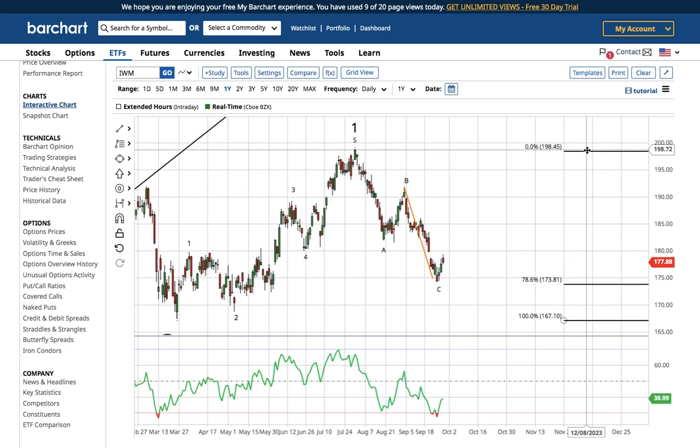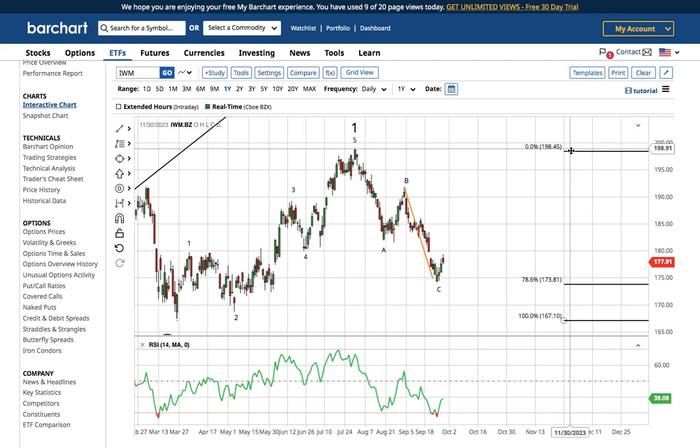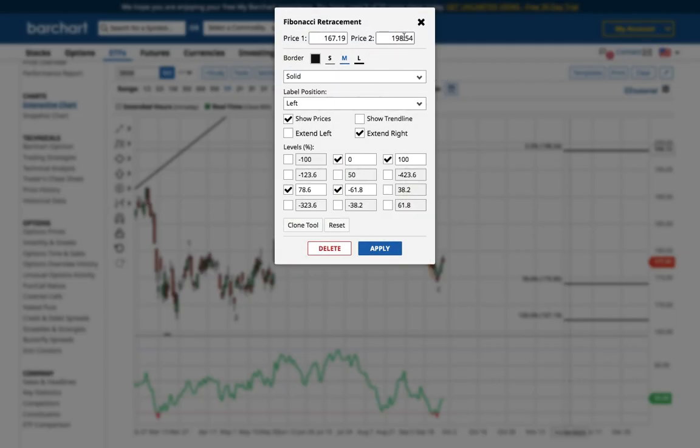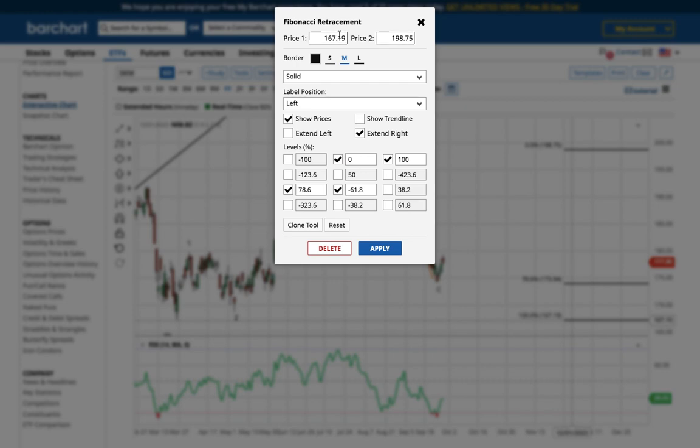So this is a great example of how useful this rule could be. 198.75, because wave theorists are looking at this chart differently than everyone else. I'll say what that means. This is where a lot of people are going to say, the Russell's weak, right? Losers chase losers.